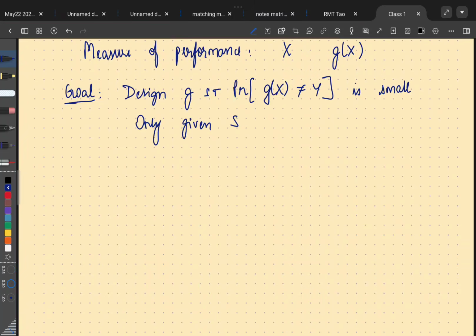So now I've said that design G such that this probability is small, right? But how small can we make this? How small do you think we can make this? Can we make this 0? Maybe not. And why do you think we can't make it 0? What are the fundamental bottlenecks to making this? There is noise. As I said, we're drawing it from the same distribution, right? So what do you think is the problem?